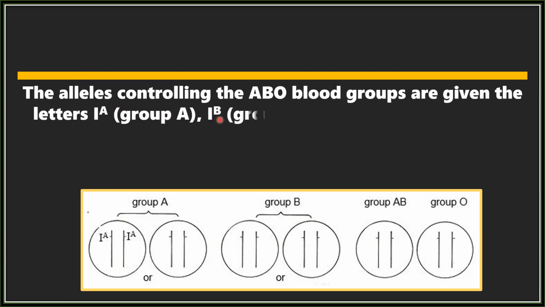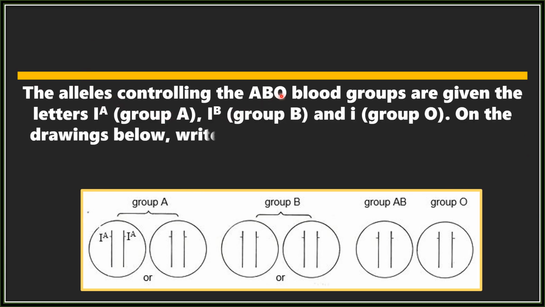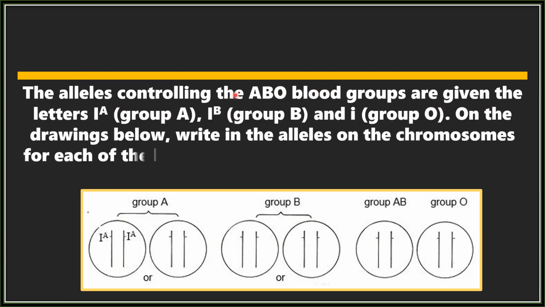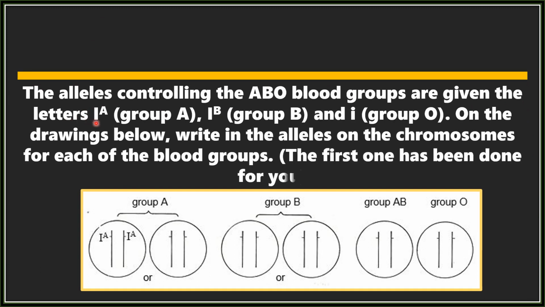The alleles controlling the A, B, O blood groups are given the letter I^A for group A, I^B for group B, and i for group O. On the drawing below, write in the alleles on the chromosomes for each of the blood groups. The first one has been done for you.